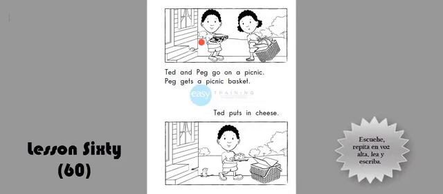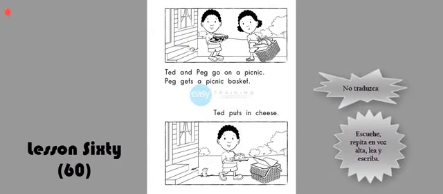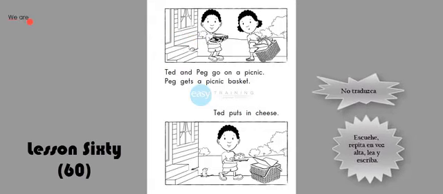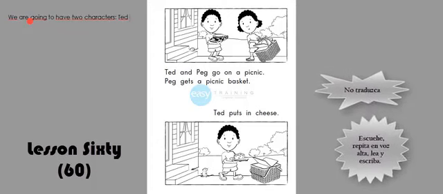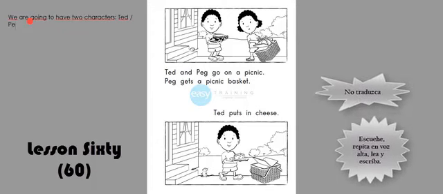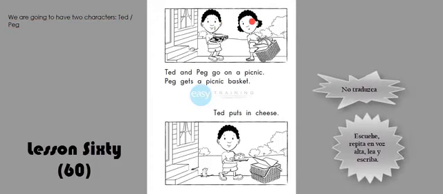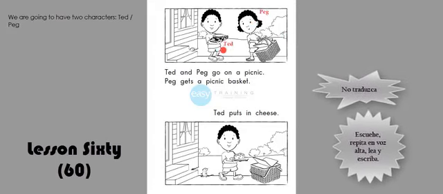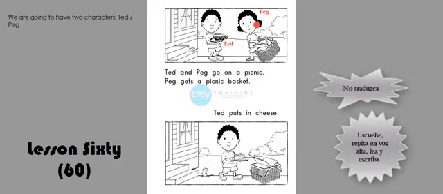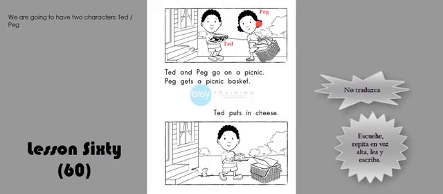In this story, or in this lesson, we are going to have two characters. One is Ted and the other is Peg. So this is Ted and this is Peg. Let me label the pictures. Here they are. This is Ted and this is Peg. And in this story, Ted and Peg go on a picnic.